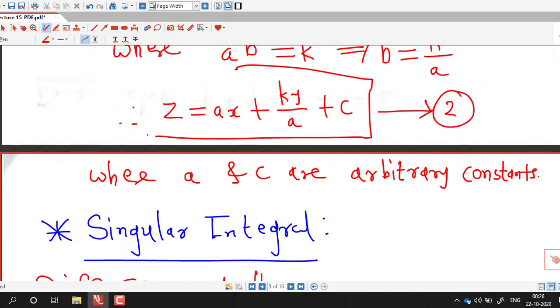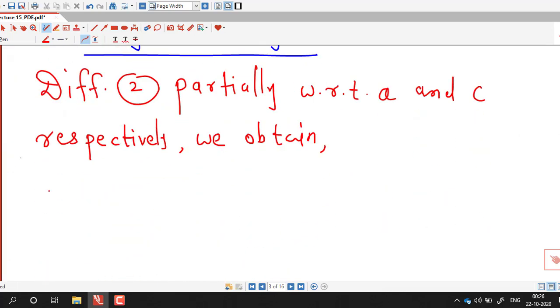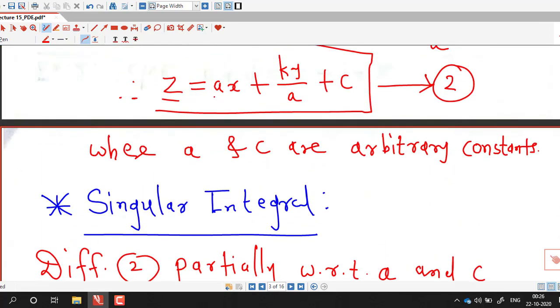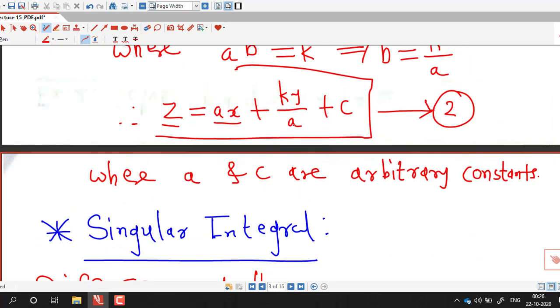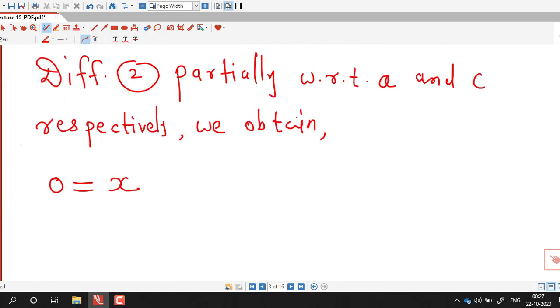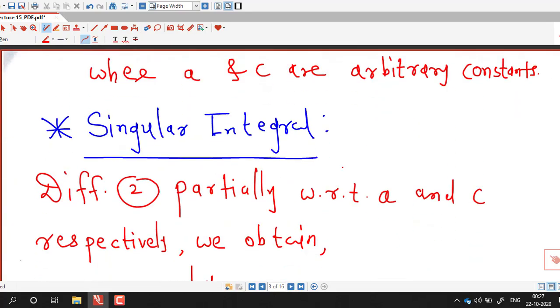First we differentiate with respect to a. There is no a on the left hand side, so the derivative is 0. Derivative of z with respect to a is 0. Derivative of a into x with respect to a: here x is constant, derivative of a is 1, so it is x. For the second term we have k into y constant, derivative of 1 by a is minus 1 by a square, so we can write minus ky divided by a square, and the derivative of c is 0 with respect to a.